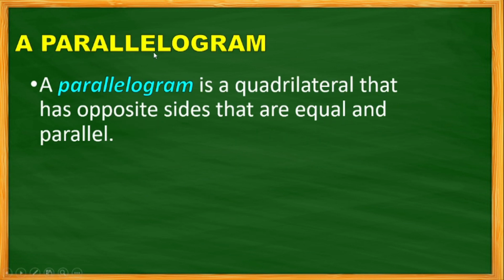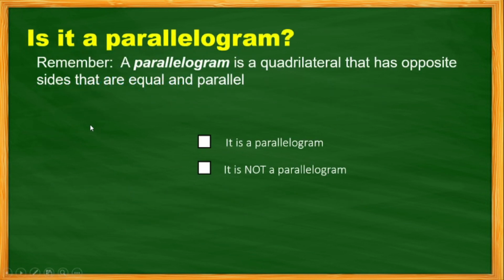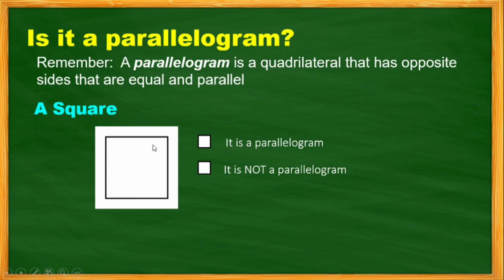So now let's proceed to parallelogram. A parallelogram is a quadrilateral that has opposite sides that are equal and parallel. So which among the quadrilaterals we have seen are parallel? So let's see. So it is a parallelogram. So this would be a square. So take note, a parallelogram is a quadrilateral. Its opposite sides are equal and parallel.